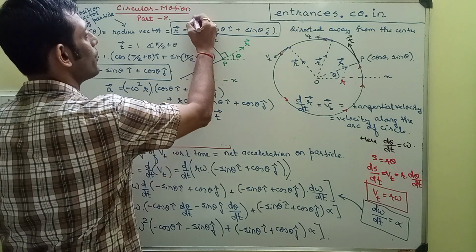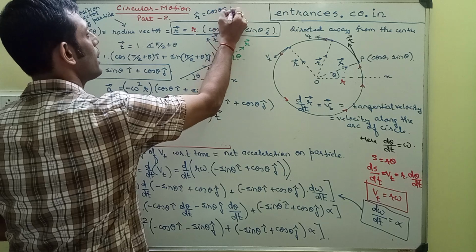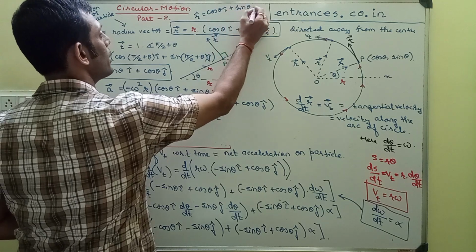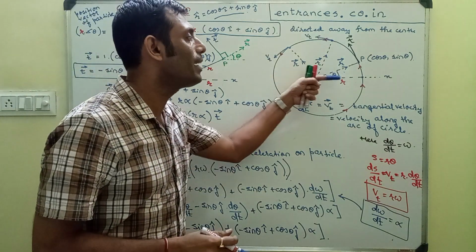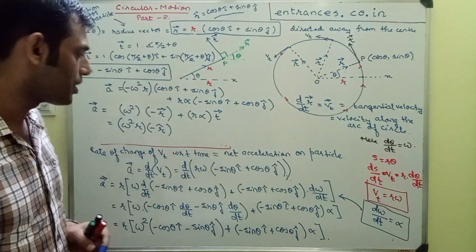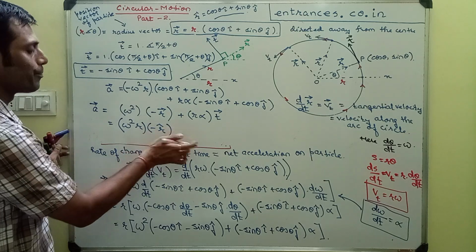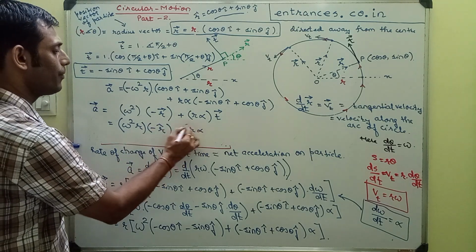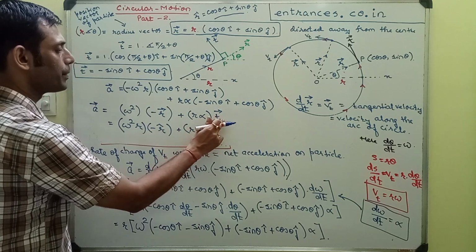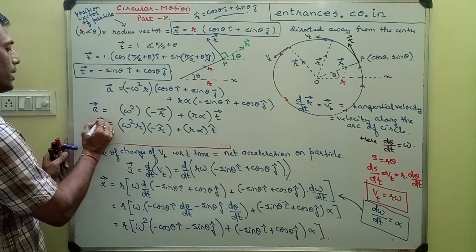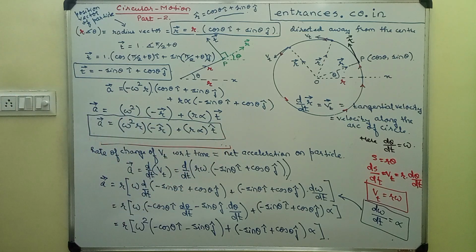r cap you can define as r cap is equal to cos theta i cap plus sine theta j cap. This is how you can define the unit vector along a radius outward away from the center, and this is towards the center, negative of r cap, and plus r alpha into t cap. This is in fact a unit vector, and this is the net acceleration. This is all that you got. This is the acceleration. Now, how do you read this?